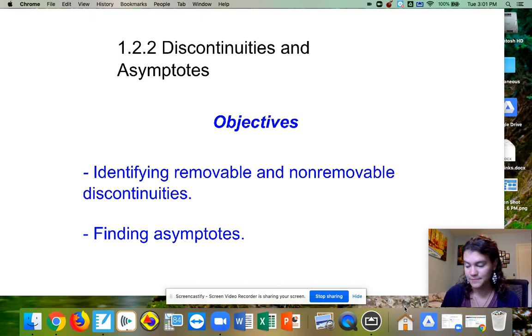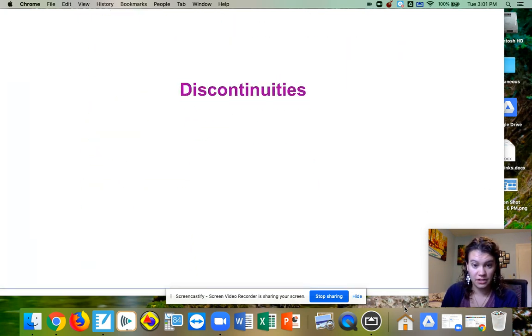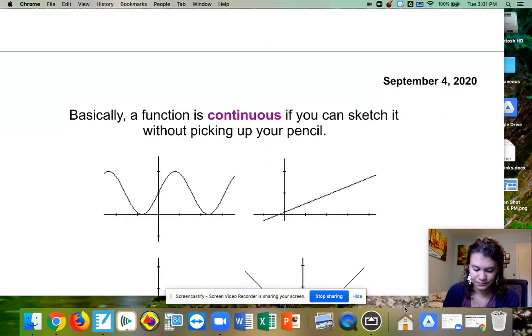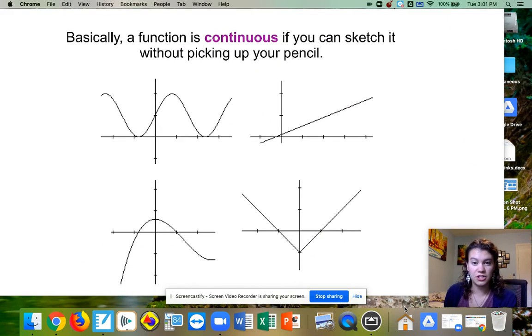Discontinuities and asymptotes. So how can we identify removable and non-removable discontinuities and then find the asymptotes of a function? So discontinuities to start off with. Basic definition: a function is continuous if you can sketch it without picking up your pencil.